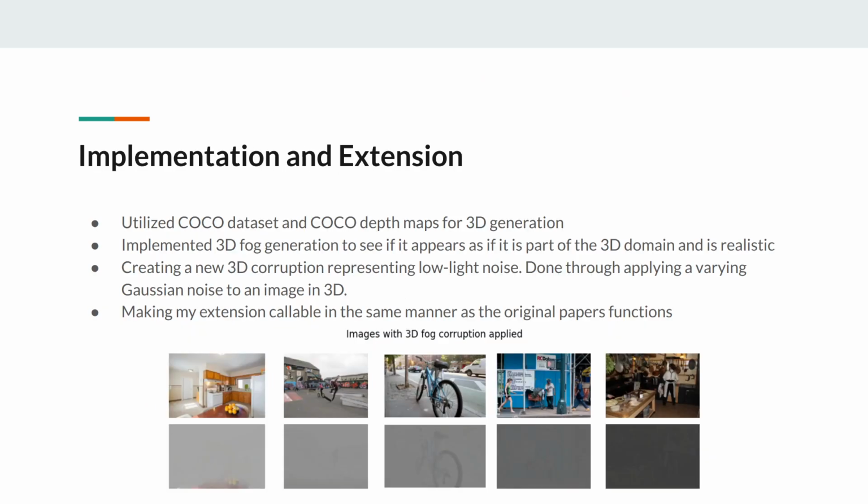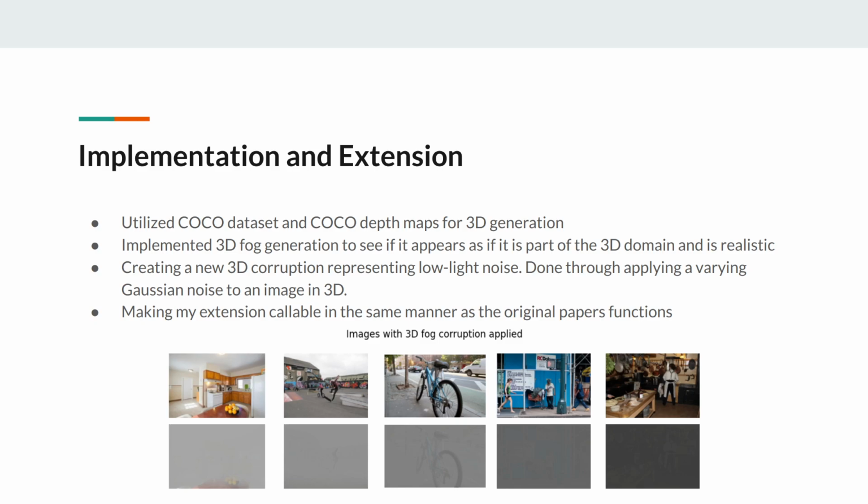So my implementation used the 3D Common Corruptions GitHub, and I also extended it with my own corruption. For it, I utilized the COCO dataset and COCO depth maps for the 3D generations. And I implemented the 3D fog generations to see if it would appear as if it's part of the 3D domain and if it is realistic as the paper describes.